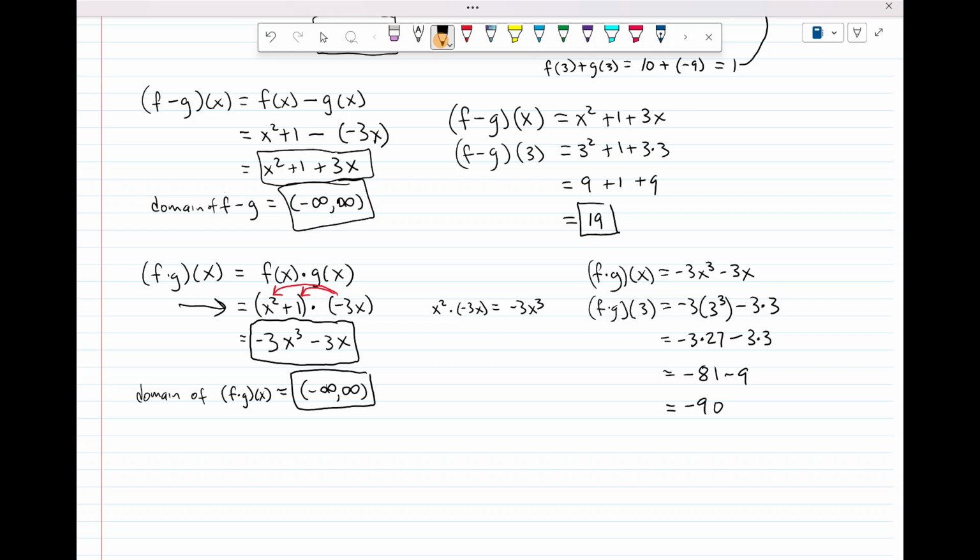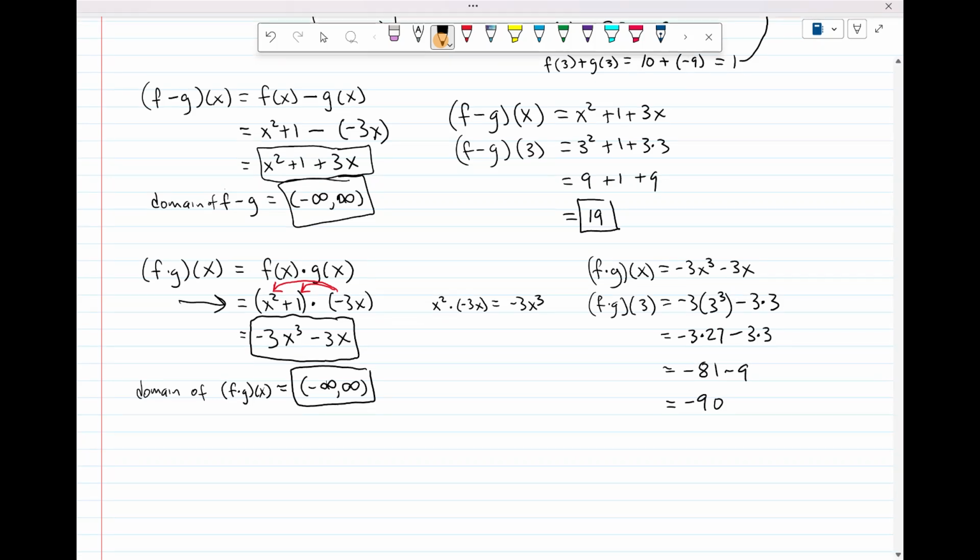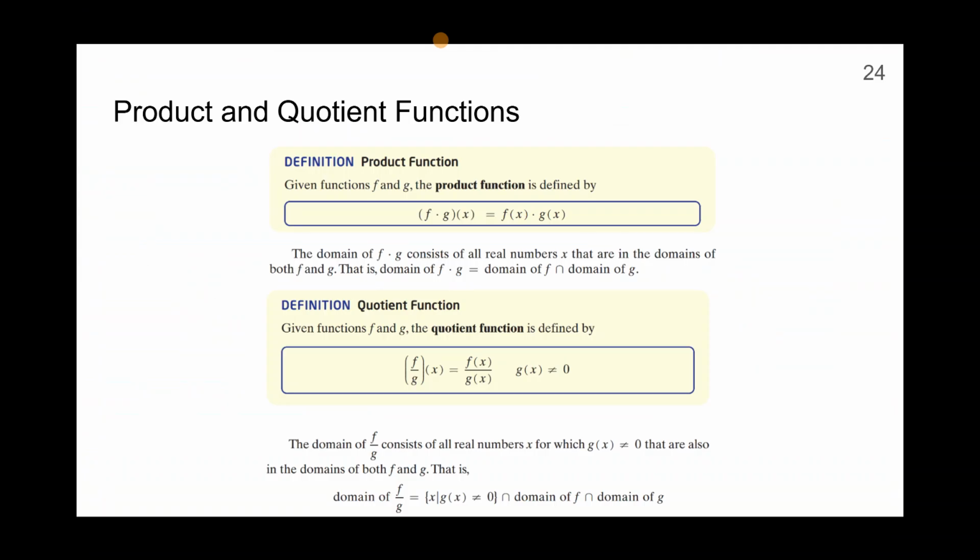All right, we have one more example that we need to go over, and one more thing that we need to talk about, which is the quotient function. The quotient function, if you are given functions f and g, the quotient function is defined by f divided by g of x is equal to f of x divided by g of x, where g of x is not equal to 0.